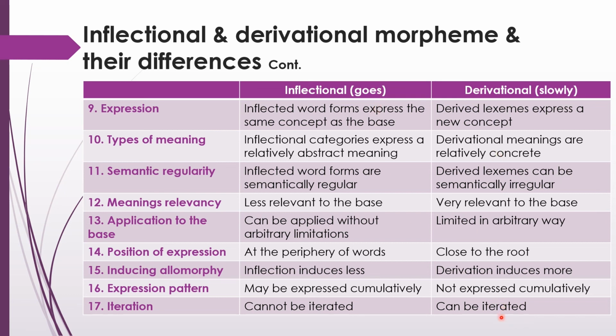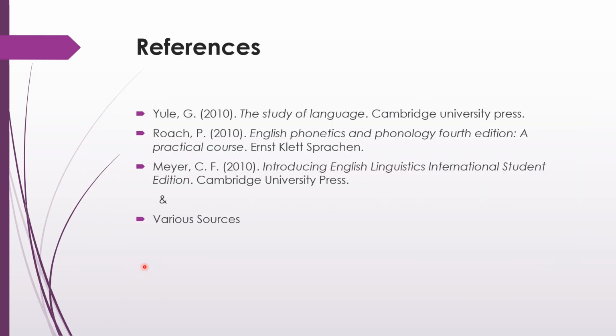So that's all about 17. You can produce the examples for number 18, the differences. If you add differences in number 18, you can give examples: put goes in inflectional and slowly in derivational, and that will give another difference. The sources I mentioned already, these are the sources. I have taken information from these sources.